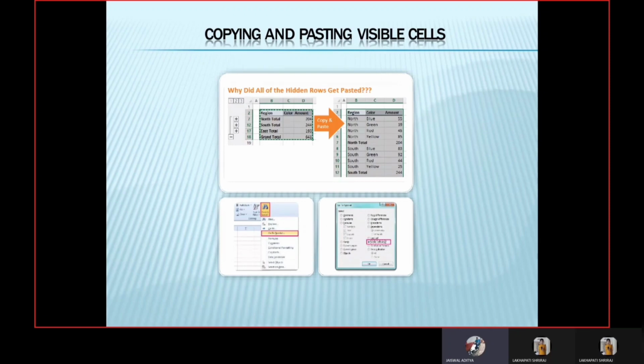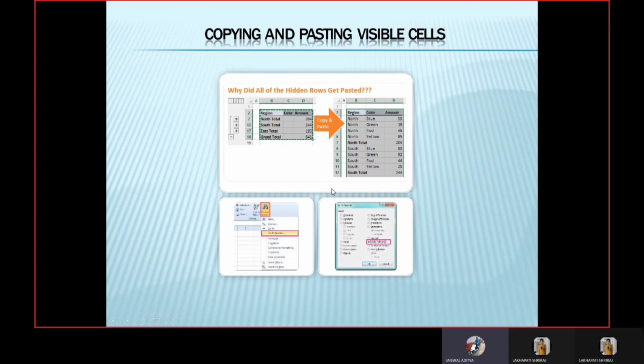The next point is copying and pasting visible cells. Although we have learned the basic copy and paste method, in this we would learn about some extra means. Like, if a hidden table is there and you do the copy paste method to another sheet, then you will find that you will not get the same table which you want. You will get the whole table which was there, hidden and unhidden both.